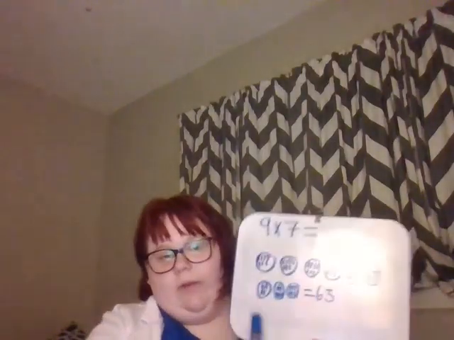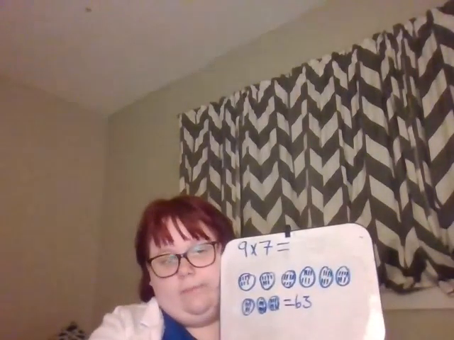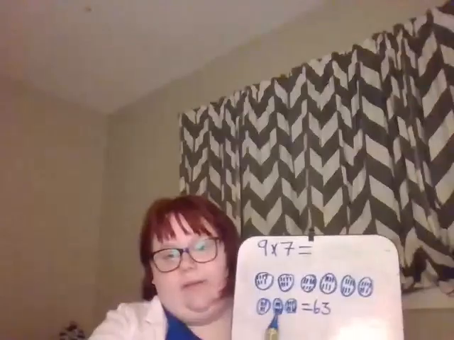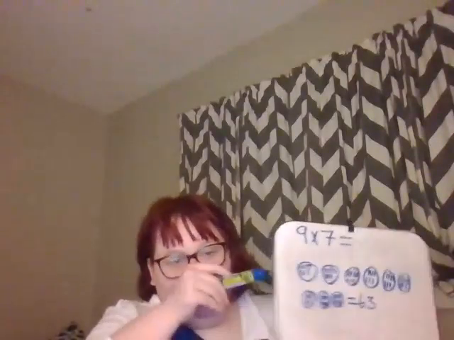So we have our 9 circles and our 7 tallies in each. So that is how we can represent what 9 times 7 equals. Let's go over another problem. So let's pull out our worksheets and I will go over 4 problems on this worksheet.